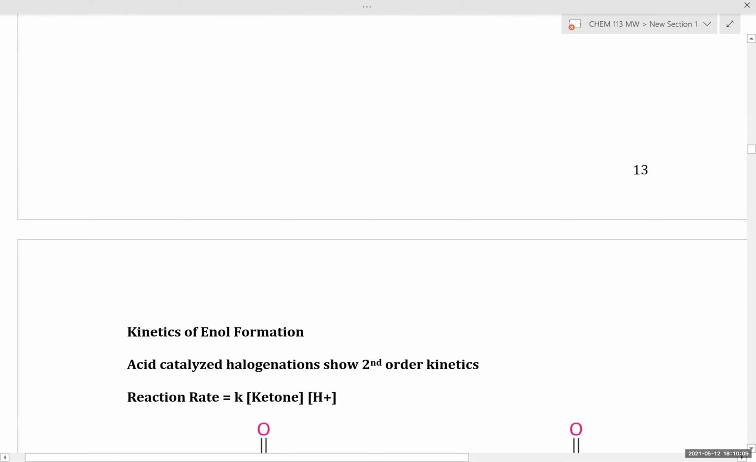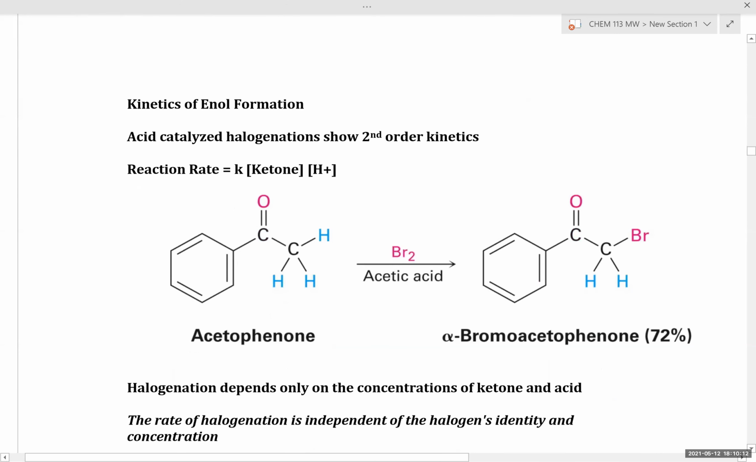Okay, so let's keep going on then, and let's talk a little bit about the kinetics of enol formation. When we study this acid-catalyzed halogenation, these reactions show second-order kinetics with a dependence on the concentration of ketone and acid. That's a bit odd when you think about it. What is missing from this rate law? What is missing from this reaction rate expression? Does anyone notice something that's missing? For an acid catalyzed halogenation, what is missing from this expression that seems a bit counterintuitive at first glance?